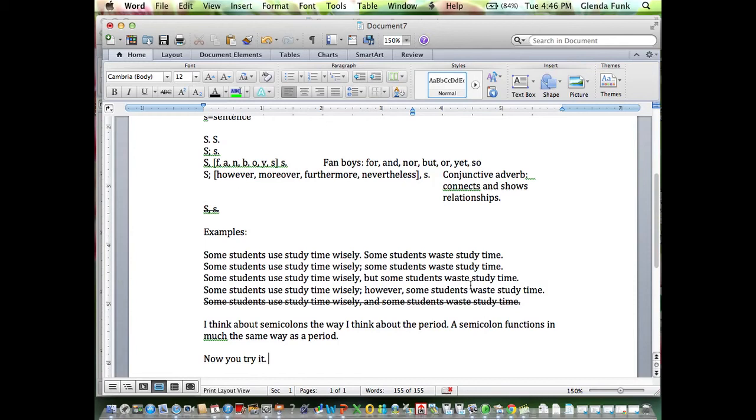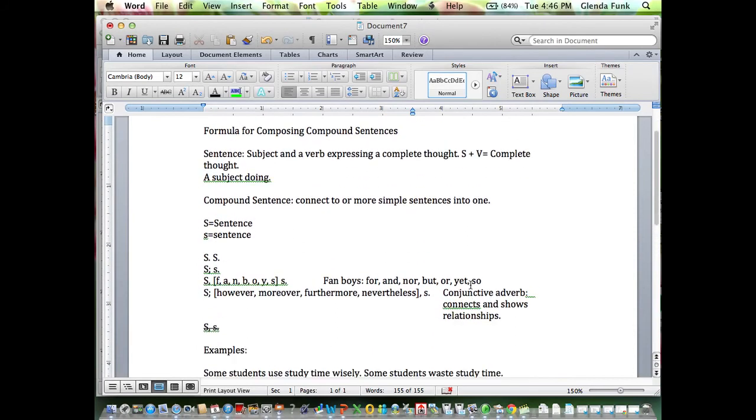So that's one way to help kids get a visual representation of writing compound sentences and punctuating them correctly rather than simply looking at the rules in a grammar book. And it doesn't take very long, and I found it to be very successful.